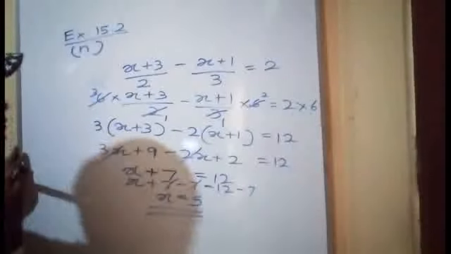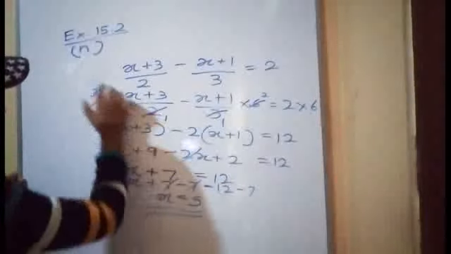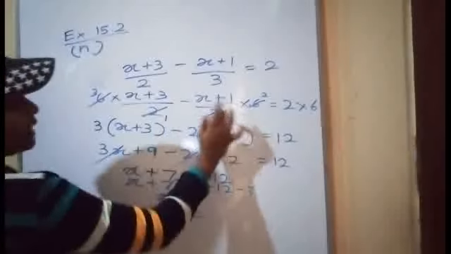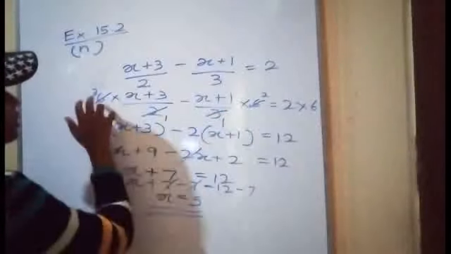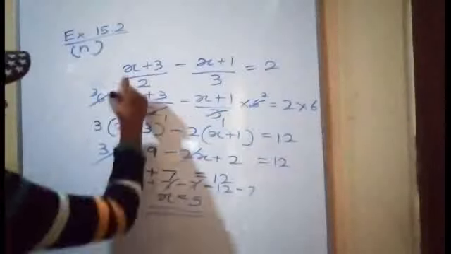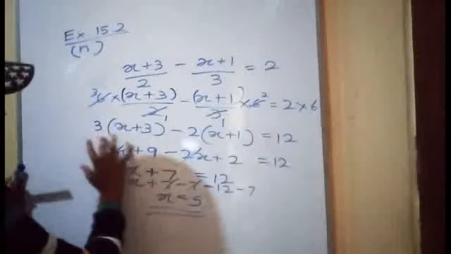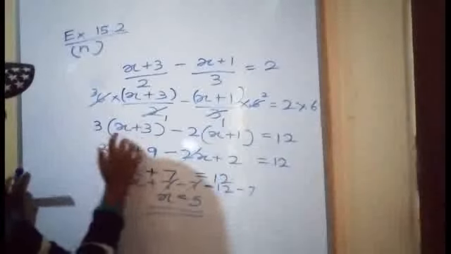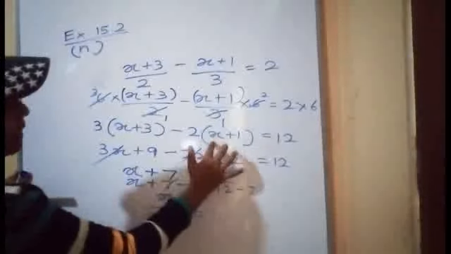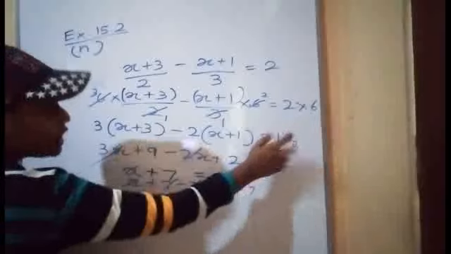So 6 divided by 2 is 3. 6 divided by 3 is 2. So now we want to get in there the brackets. So we write like this: 3 in the brackets (x plus 3), subtract 2 in the brackets (x plus 1), equals 12. 2 plus 6 is 12.